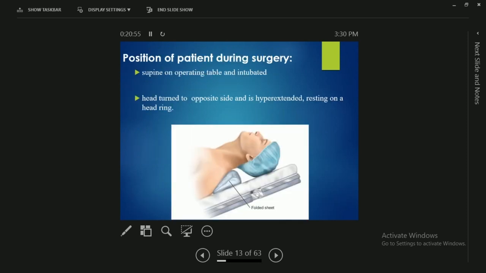Position of the patient during surgery: the patient should lie in a supine position on the operation table, intubated. The neck of the patient should be extended by keeping a sandbag under the shoulder and by resting the head in a head ring, and the head end of the table should be elevated 30 degrees, which reduces blood loss, and it also helps in extension of the neck, and the neck should be turned to the opposite side.